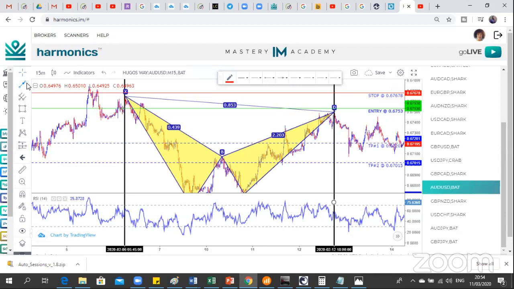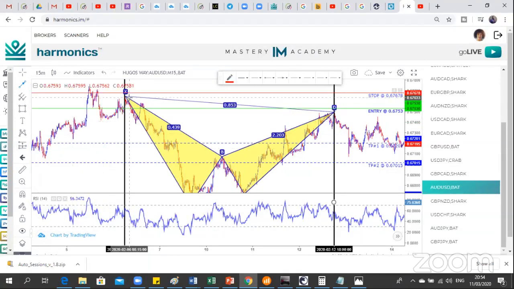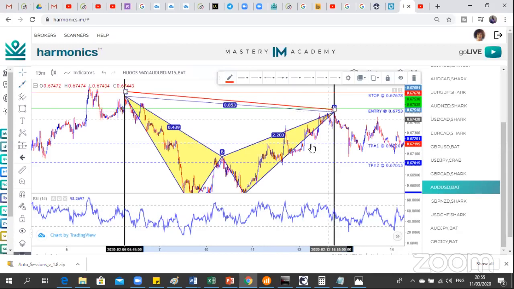Okay, so now let me help with what you have said. You don't pick any kind of line, there are a lot of lines. So you pick the arrow line. Arrow line, exactly. Okay, fine. So you draw it from where now? X to D. Okay. You do the same thing on RSI.